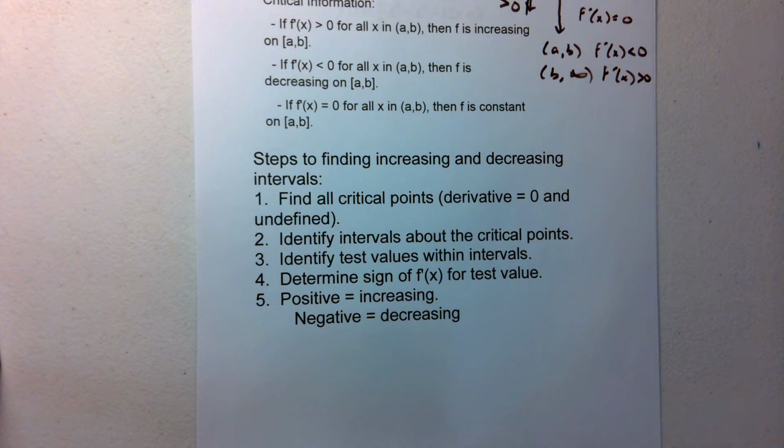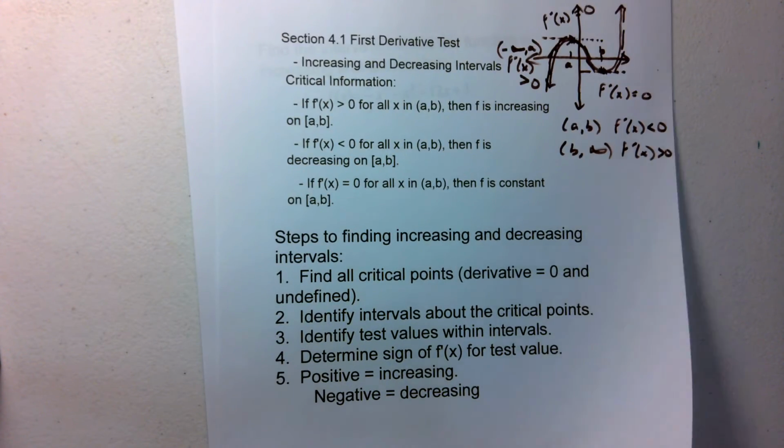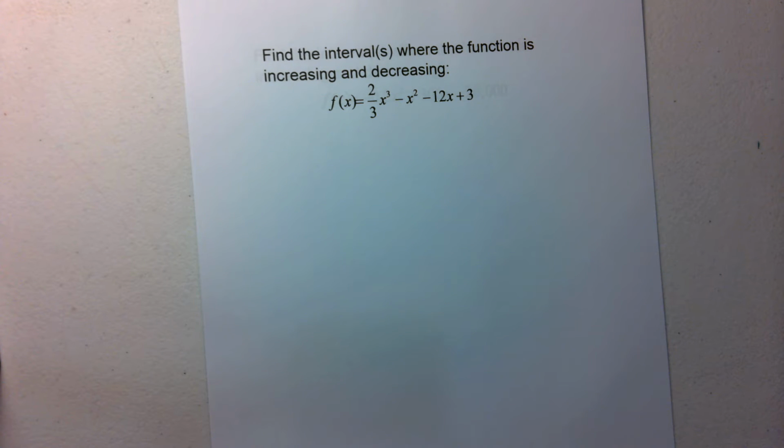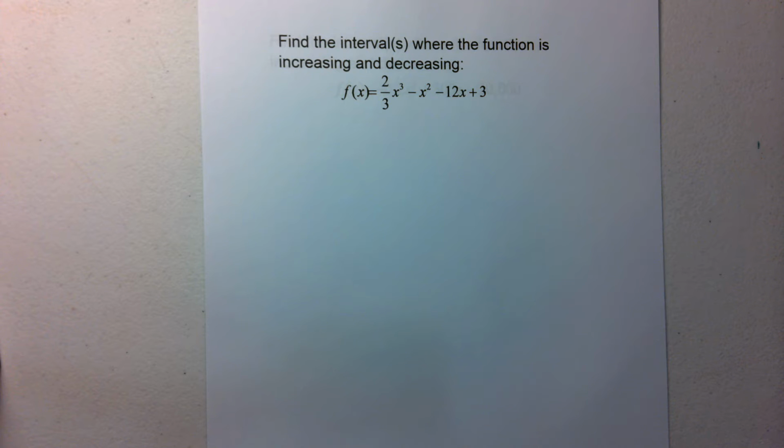Then we're going to identify some intervals, which we did back in pre-calculus, where we made an interval chart. We're going to find some test values. We're going to determine the sign of f prime of x at those test values. If it's positive, it's going to be increasing, and if negative, it's going to be decreasing. Today we're going to focus solely on the polynomials, so we won't get into those rationals until later on. So here's our first example.